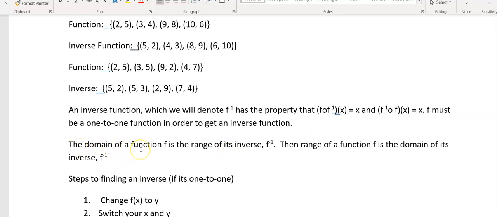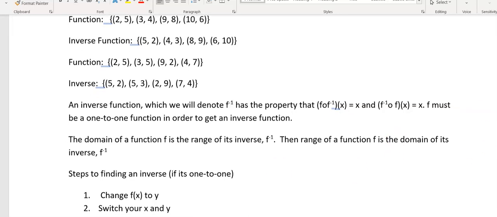The domain of a function f is the range of its inverse. Now, if you think of what we did here to get these inverses, we switched the x's and the y's. So the domain becomes the range in the inverse. And in a similar fashion, the range of the function f becomes the domain in the inverse, because we're switching the x's and the y's. So if we know the domain and range of a function, we automatically know the domain and range of the inverse because they just switch.